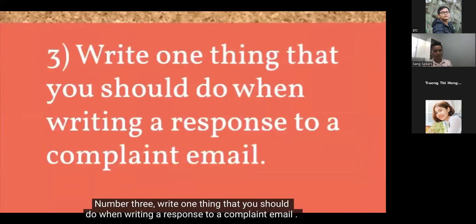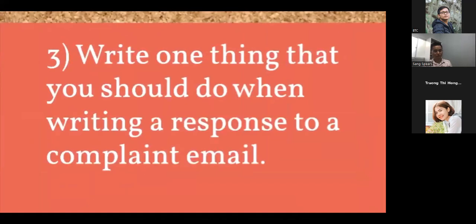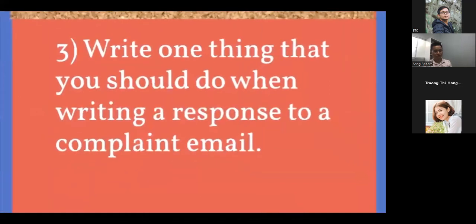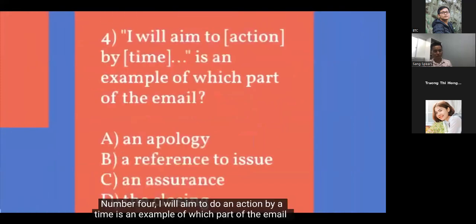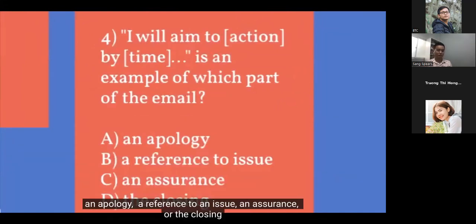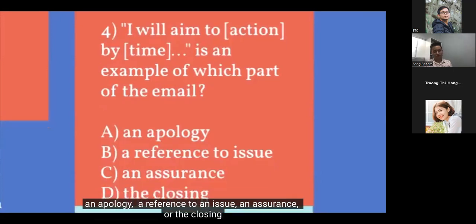Number three, write one thing that you should do when writing a response to a complaint email. So as a hint, this is from the do section. Number four, I will aim to do an action by a time is an example of which part of the email? An apology, a reference to an issue, an assurance, or the closing.